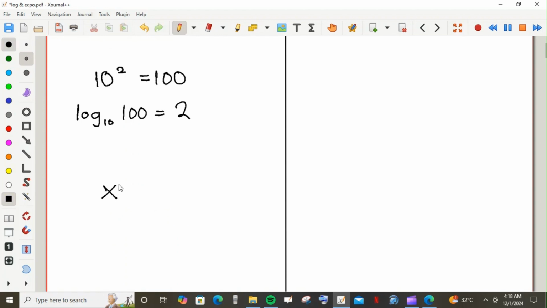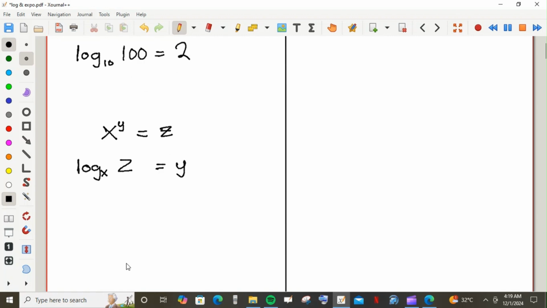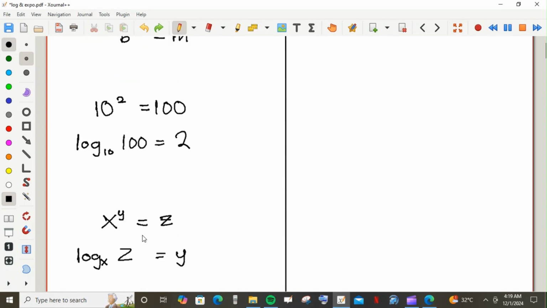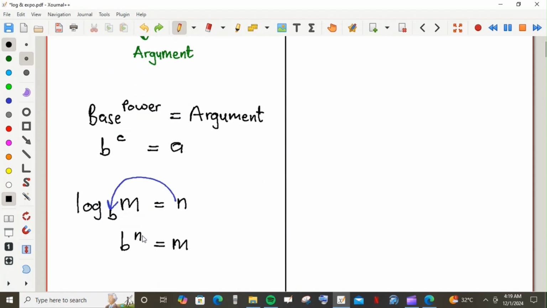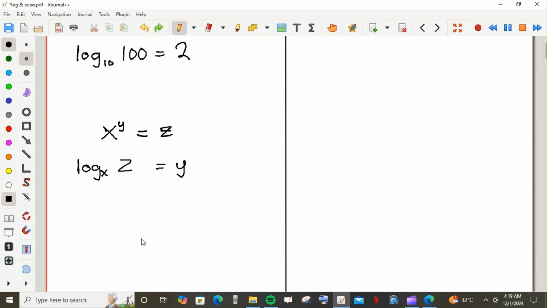What about if you have something like this? You are being told to write this one in the logarithm form. This is your base, that's your power, this is your argument. Very simple. There's nothing difficult here. Logarithm happens to be one of the simple topics in additional maths. Whenever I tell students, they don't believe, but it's true.